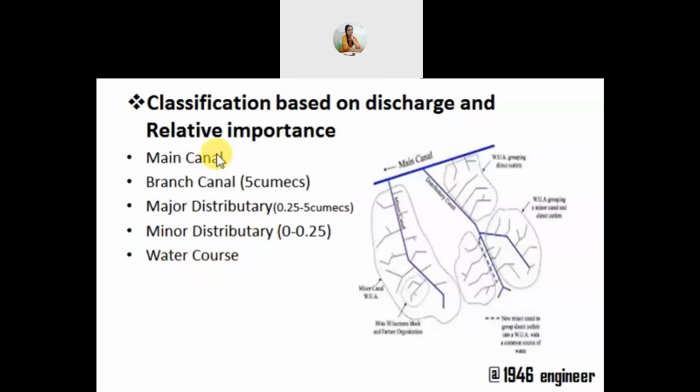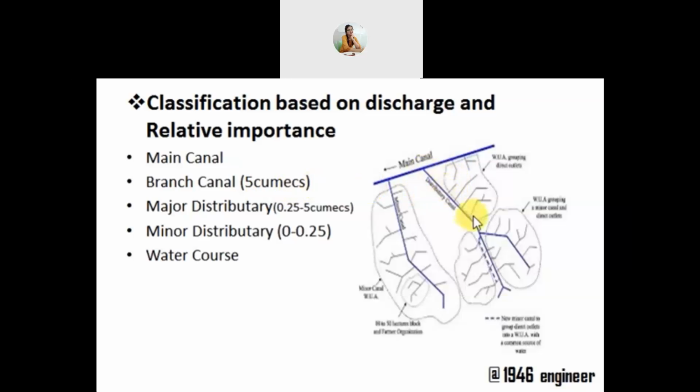So what is a main canal? The canal which carries water directly from the reservoir or the river. Such canal is called as main canal. Here this dark blue line is called as a main canal. And when this dark blue line gets divided into 2 or 3 branches, such canals are called as branch canals. And this branch canal can carry up to 5 cubics.